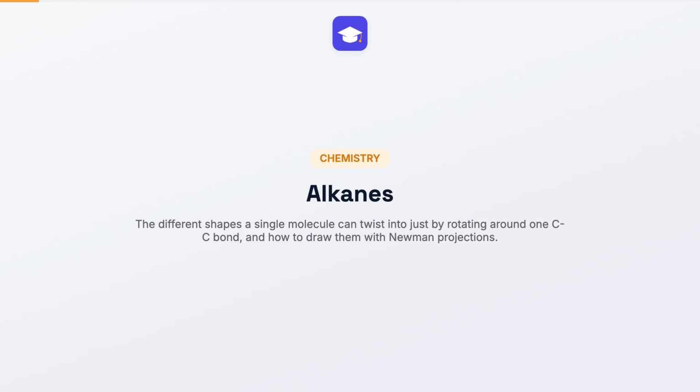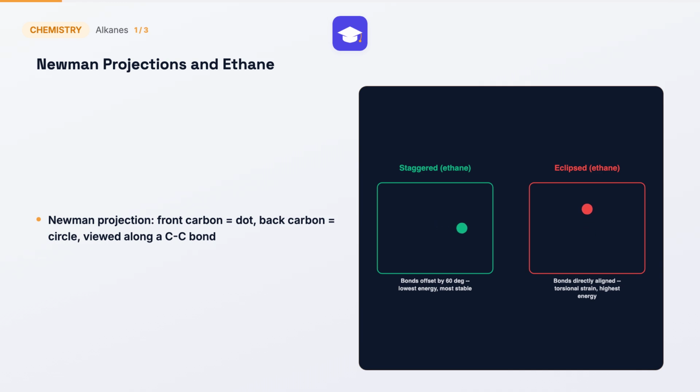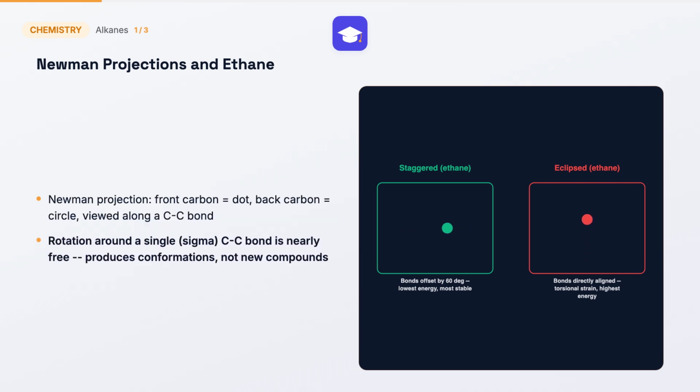Today's topic is conformations of ethane and butane, and how to read and draw Newman projections. Let's begin. A Newman projection is a way of drawing a molecule while looking straight down one specific carbon-carbon bond. The front carbon is drawn as a simple dot with 3 lines radiating out, and the back carbon is drawn as a circle with 3 lines coming out from behind it.